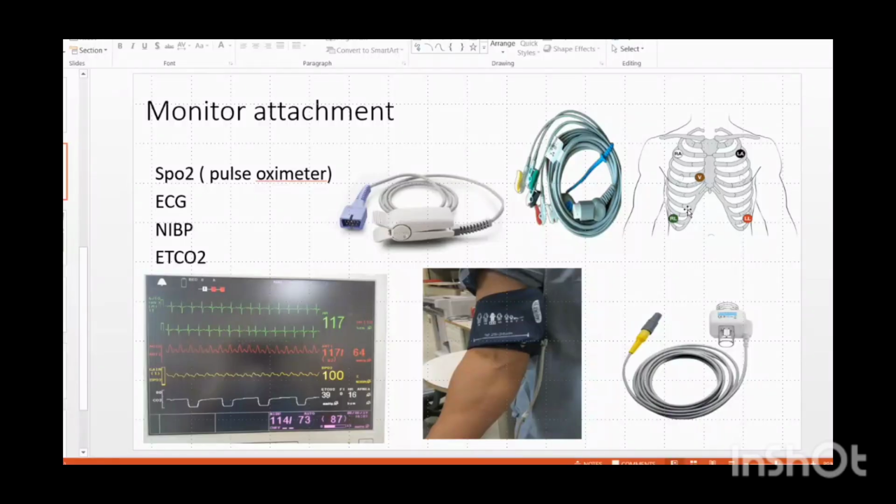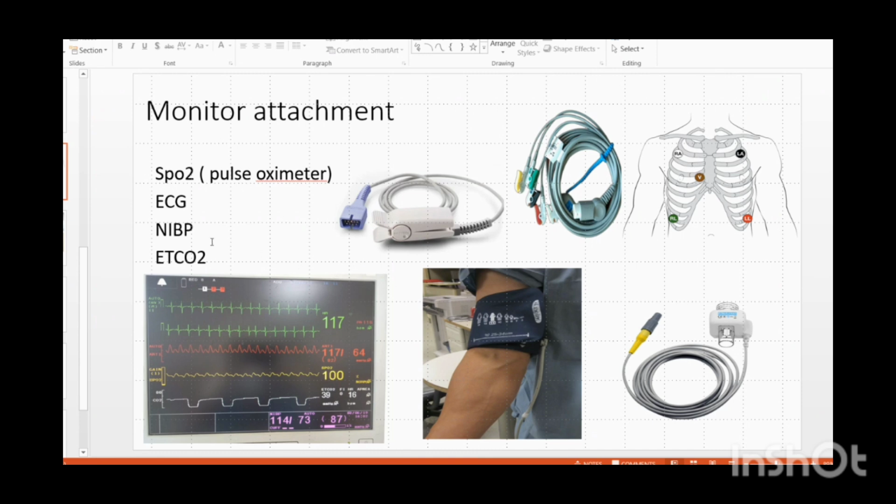You can see in this picture ECG attached, in all the OTs only three leads are attached here. Generally there are five leads, but they'll attach only three leads: right arm, left arm, and left lower. Only these three leads are attached.